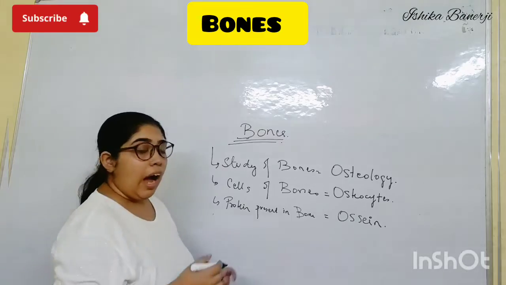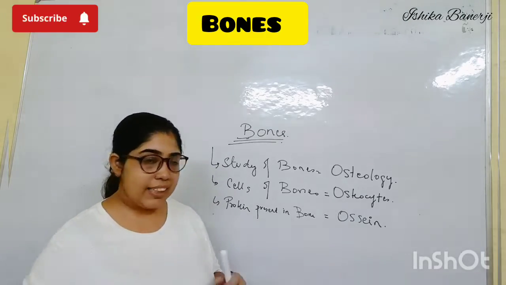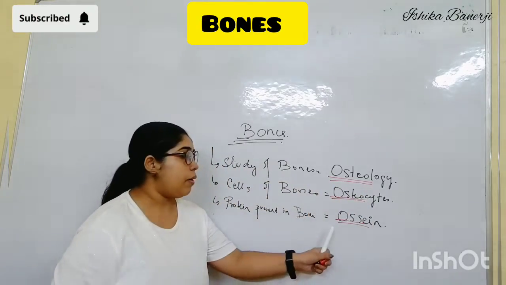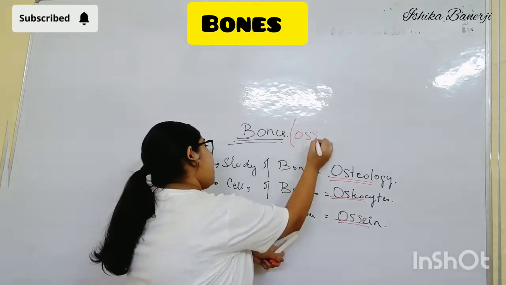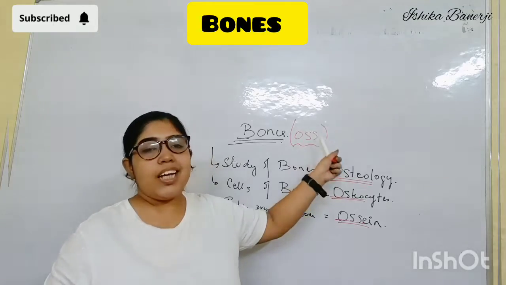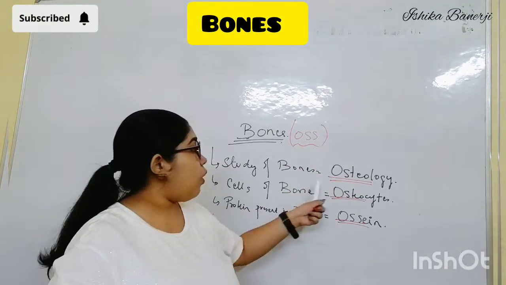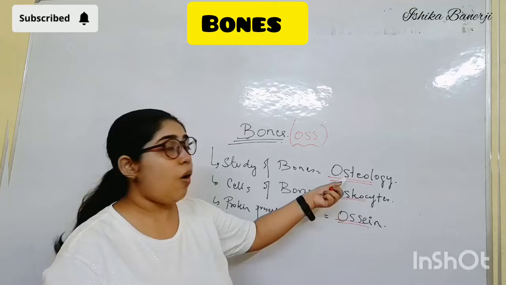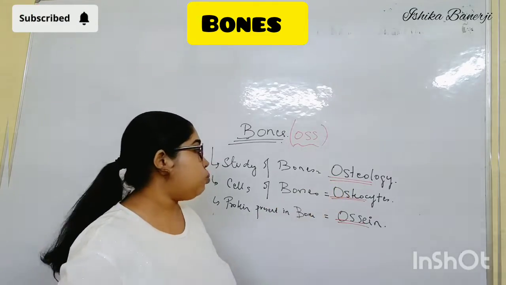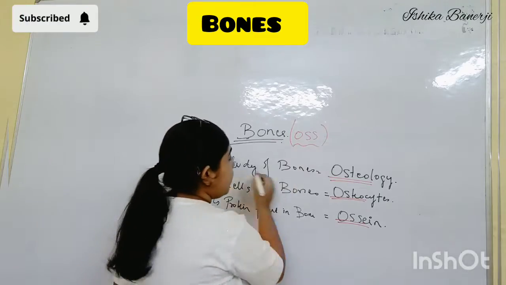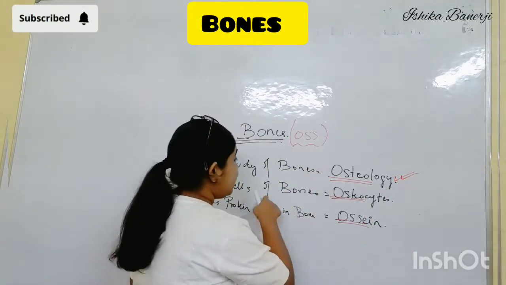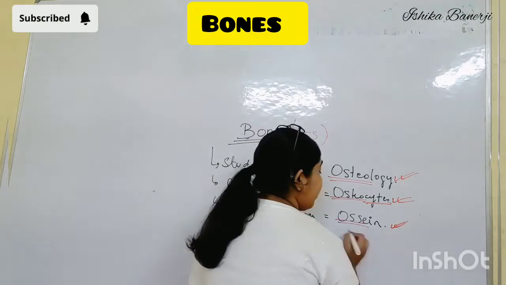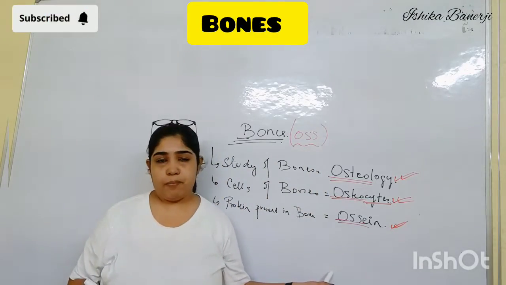Now, don't you think you have found a common factor? Remember, this is your trick: osteo, os. This is not science, this is a trick. Tricks will help us to memorize things first. If you see the word osteo or os, anything related to that, understand students that this is somehow related to bones. So the study of bone is called osteology, the cells of bone are called osteocytes, where cyte means cells, and ossein is the protein that is found in bones.